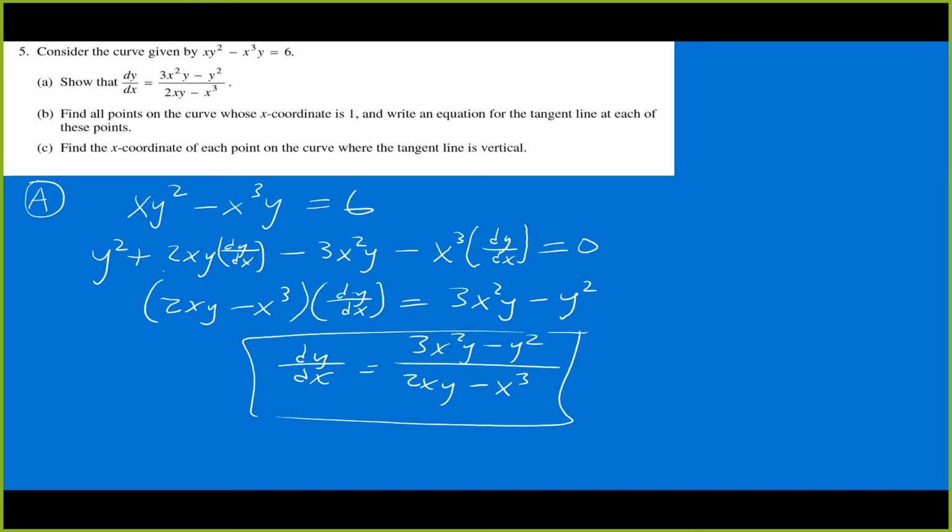So this is the opposite of distribution. I'm going to pull out my dy over dx from both of these terms. And that allows me to divide both sides by everything that's not dy over dx to get my answer. So if I divide both sides by 2xy minus x cubed, I'll get my derivative of y in terms of x. Any questions on part A?